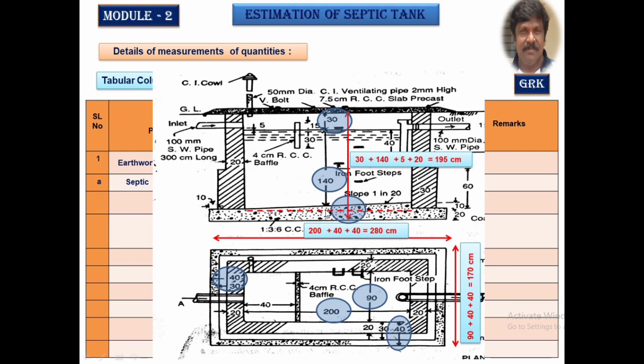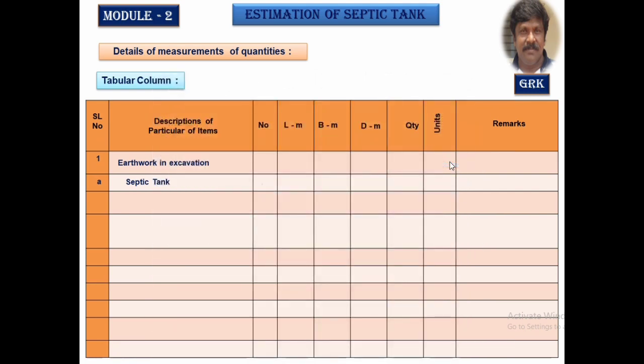Let us calculate this average depth. It works out to be 0 plus 10 divided by 2, which is 5 centimeter. So, the depth of the earthwork to be done from the ground level to the bottom of the concrete bed is 30 plus 140 plus this 5 centimeter and the 20 centimeter of the concrete bed. It is 1.95 meter. So, let us enter this in the respective columns: for length 2.8, breadth 1.7 and depth 1.95 meter. Multiply all the four things, and get the final product.